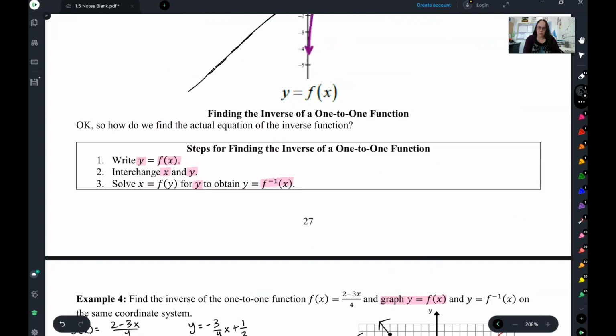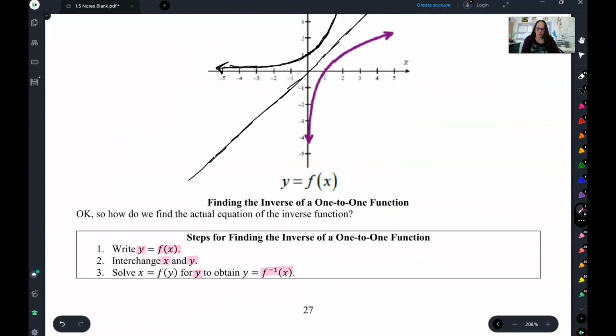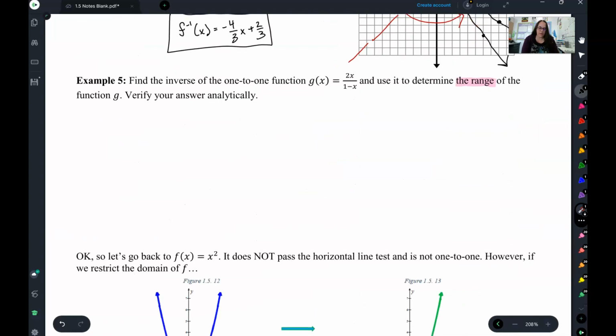However, we said earlier that the range of f is the domain of g. So let me show you what this means here. I have g of x, and in a second, I'm going to find its inverse, g inverse of x.